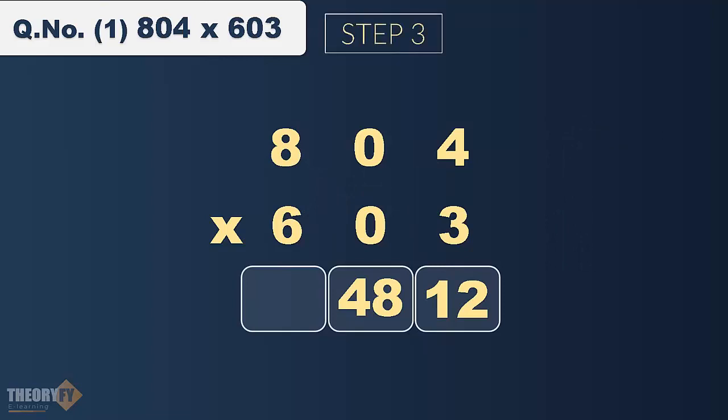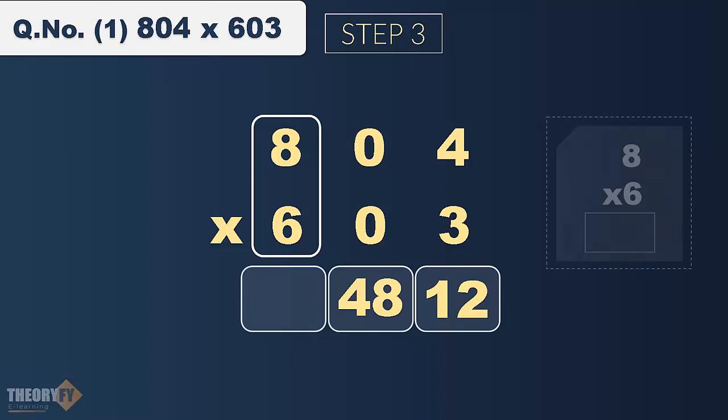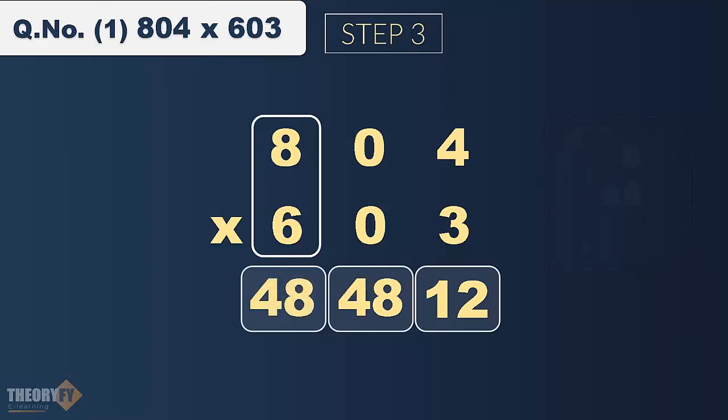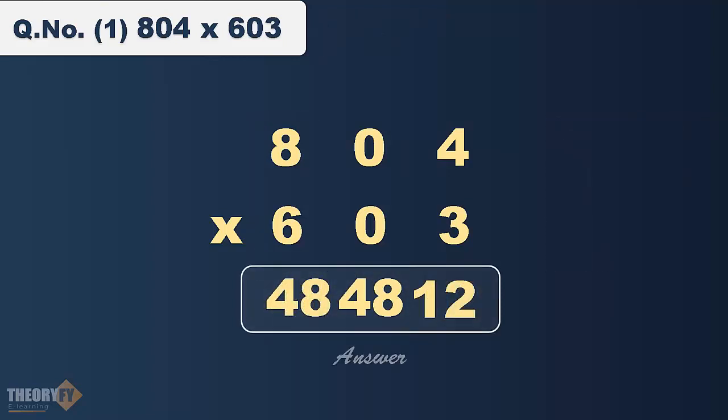Step number 3. Now what we do, we look at the leftmost digits in both the numbers. Here they are 8 and 6. Now we multiply them. 8 into 6 is 48, and that is the third part of our answer. And our final answer is there, 484812.